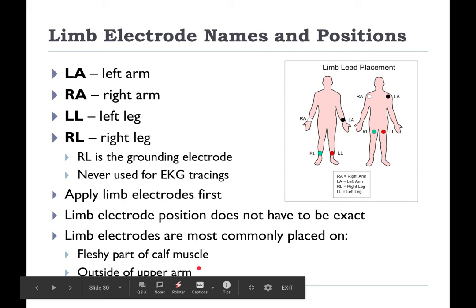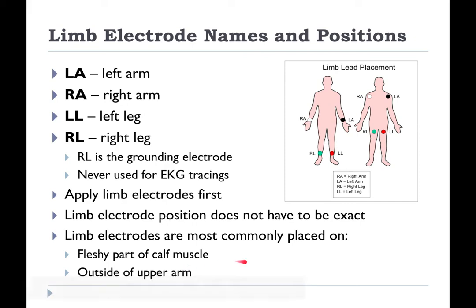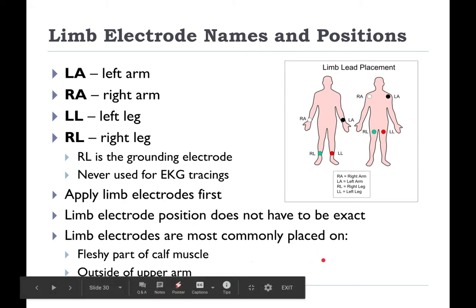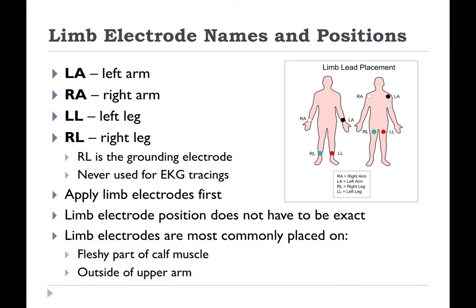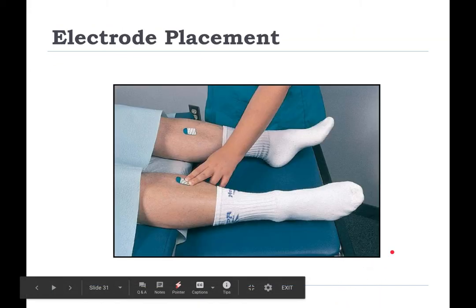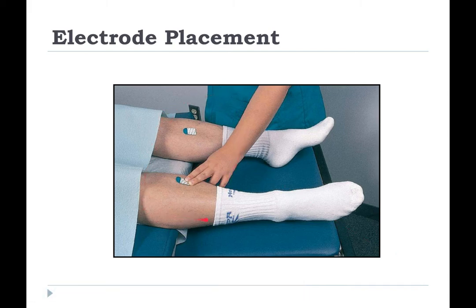Usually we put it on the fleshy part of the calf muscle and the outside of the upper arm. But sometimes the patient might have things going on anatomically or could have an amputation, and that might not be possible. So you can be flexible with the limb electrode placement and work around the patient's specific situation. But yes, that is my preferred placement for leg electrodes, not directly on the shin bone, okay, because bone is not a good conductor of electricity, but muscle is.